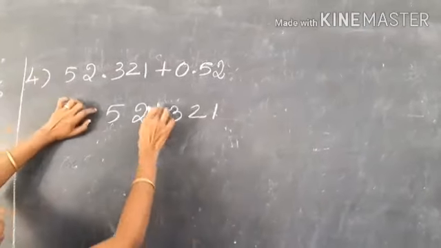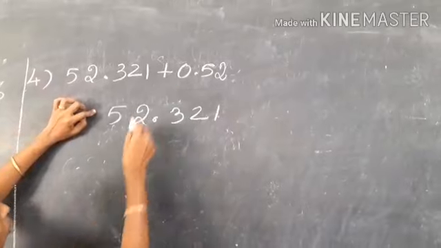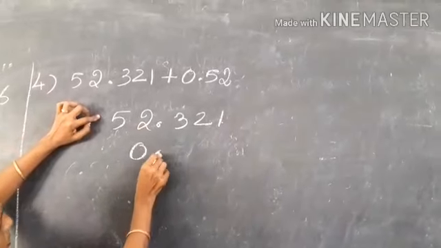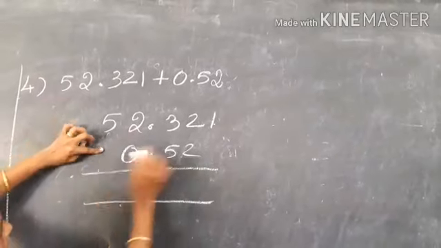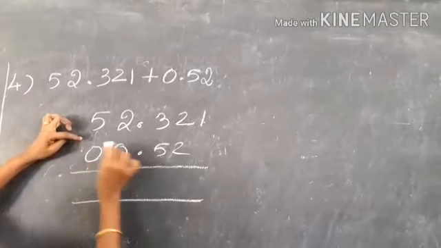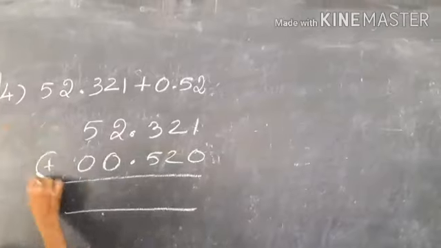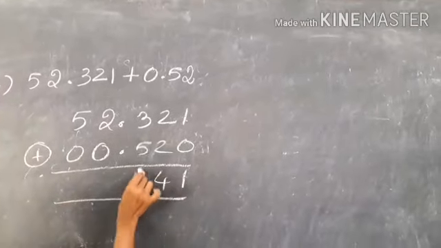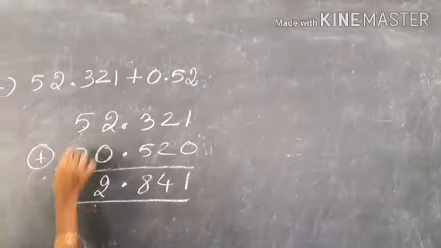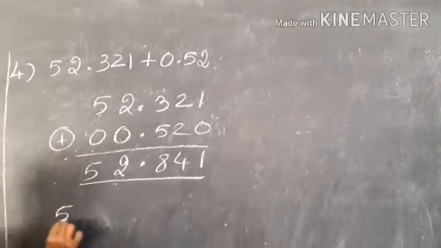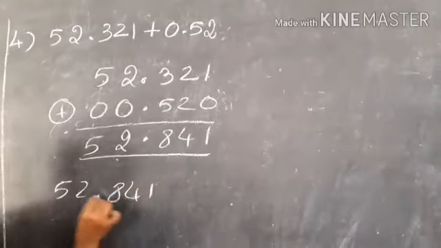52.321 plus the integral part is 0. We put 0 in the ones place, 0.52. Here some places are empty, no? So we can fill with 0. 1, 4, 8, decimal point, 2 plus 0, 2, 5 plus 0, 5. 52.841. Are you clear, children?